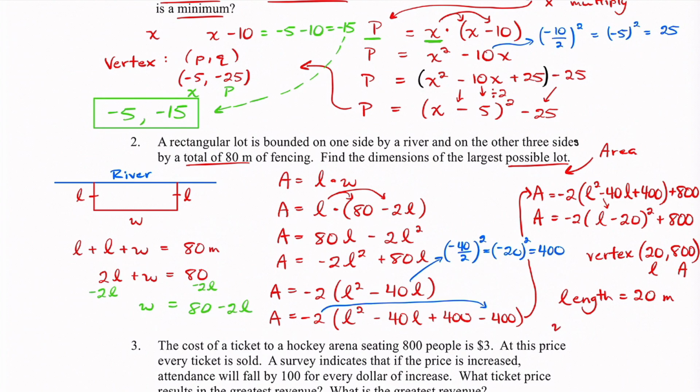And then the width, we still need to find that. But I know the width, we had written that right over here. It was just 80 minus 2L. So the width is going to be 80 minus 2 times L, and L is 20. So that is going to give me 40. So the width is 40 and the length is 20.